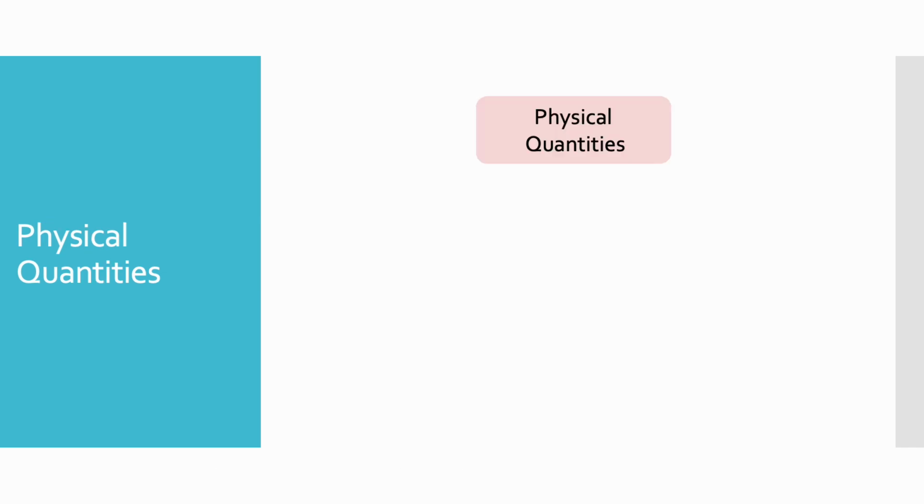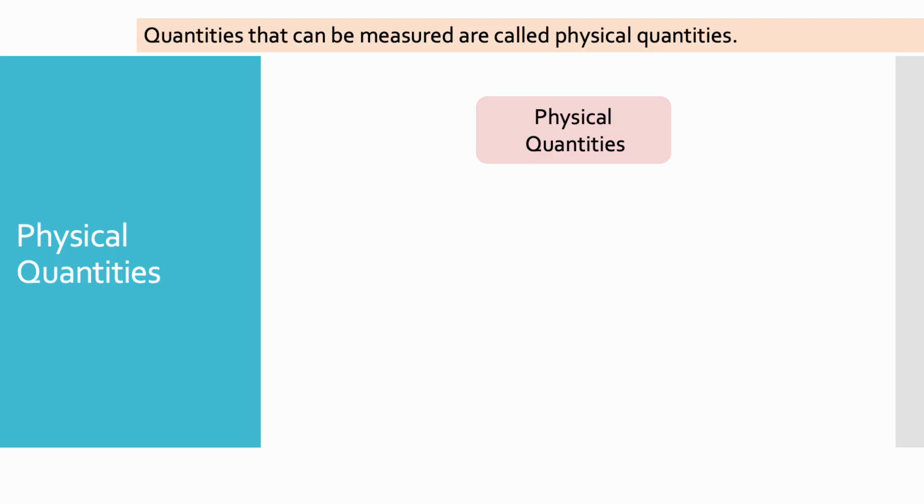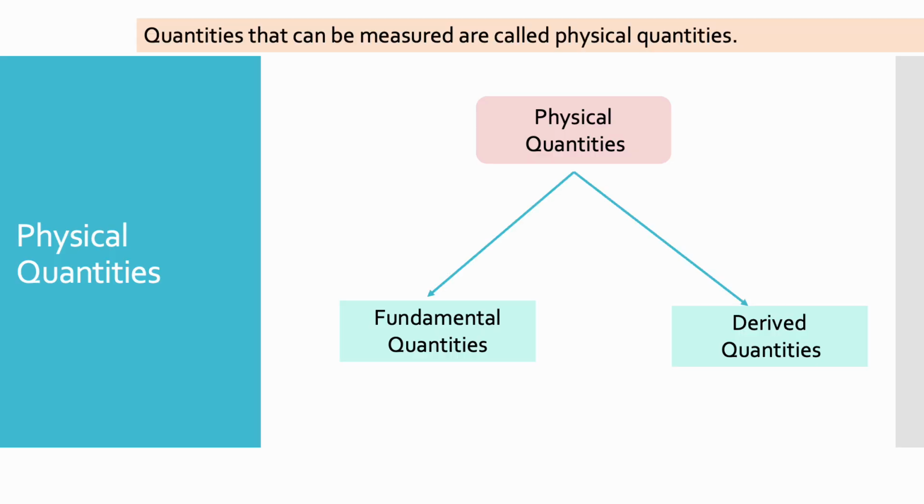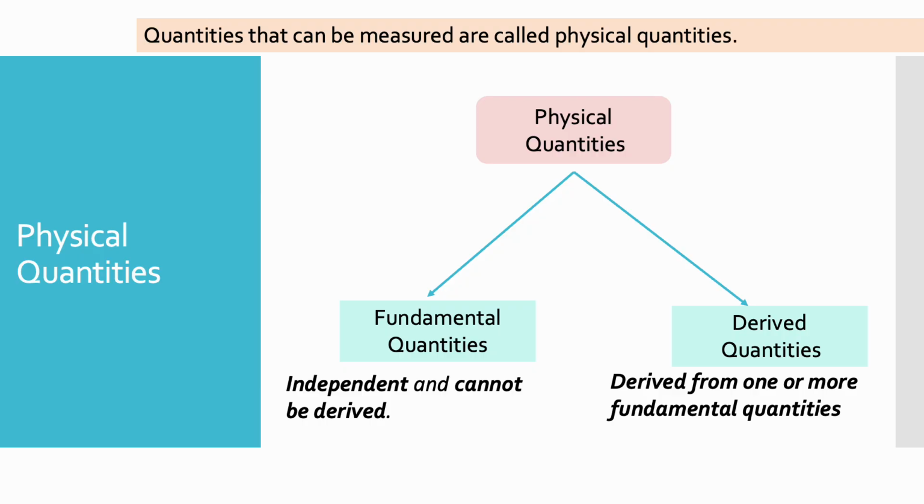Physical quantities are classified into two main types: fundamental quantities and derived quantities. Fundamental quantities are independent and cannot be derived from other quantities. Derived quantities are obtained from one or more fundamental quantities.